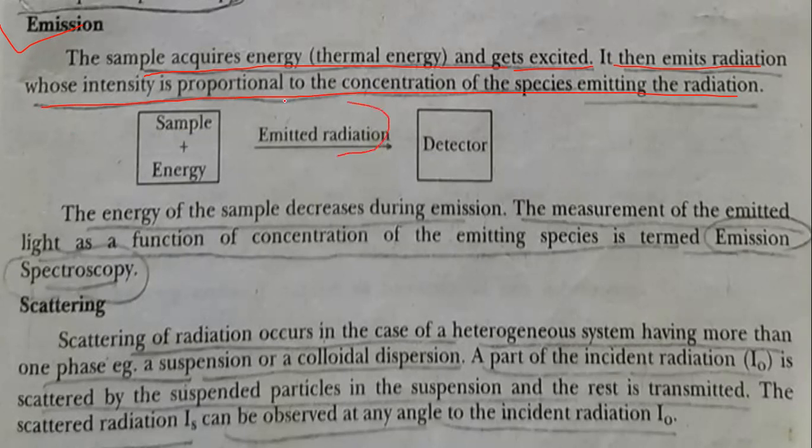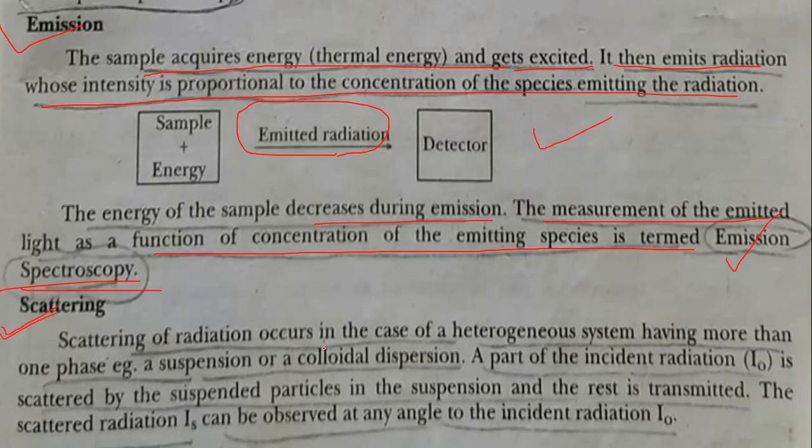Okay, the emitted radiation is again detected with the help of a detector. The energy of the sample is decreased during the emission, and the emitted light is measured as a function of the concentration of the emitting species, and the technique is called emission spectroscopy. Okay, now we'll see what scattering is.